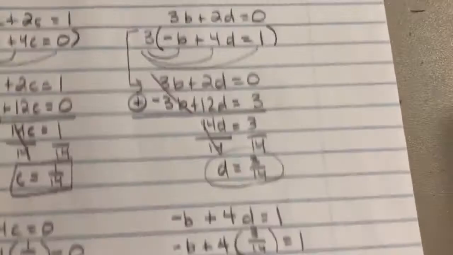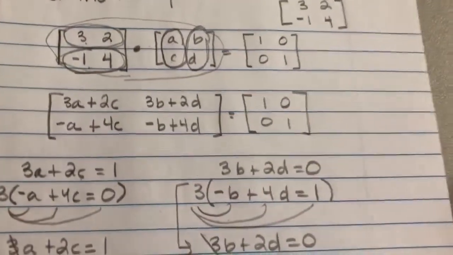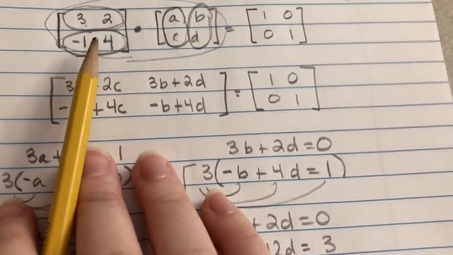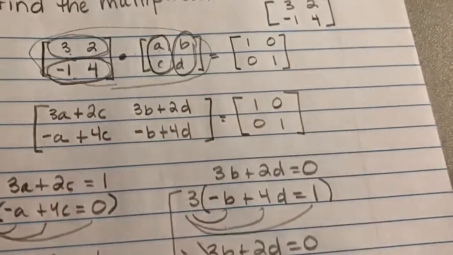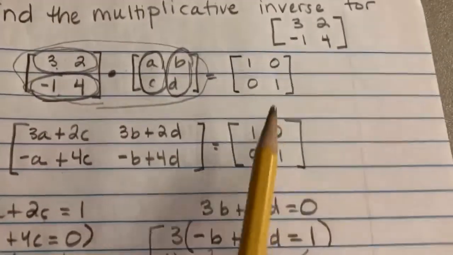If you wanted to check this, which you could, you would want to do your original matrix times what you just came up with. And if you got it correct, you should be getting the identity matrix.